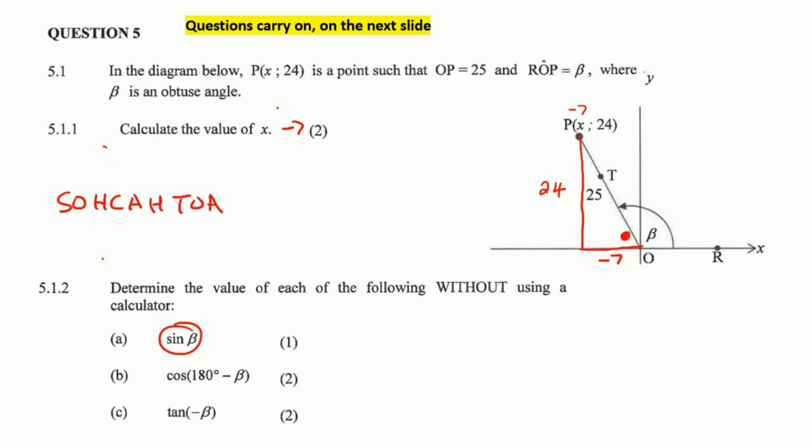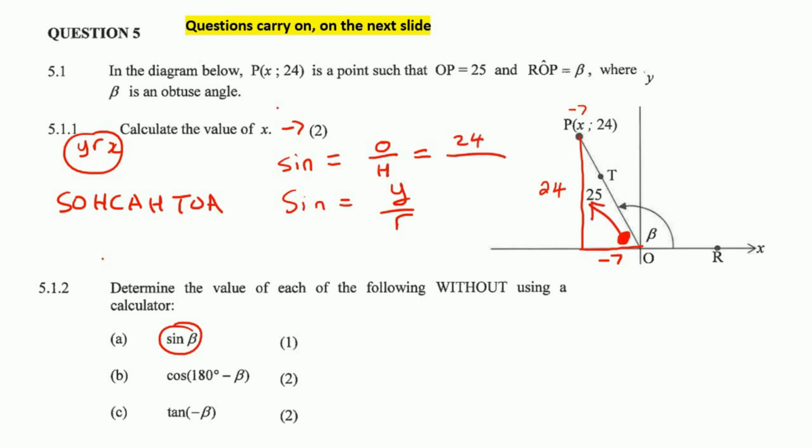And then some learners still prefer to use the YRX method. Okay, so sin is equal to opposite over hypotenuse. If you prefer the YR method, then it's Y over R. Okay, so if we're starting here, then the opposite is 24. And the hypotenuse is the 25.